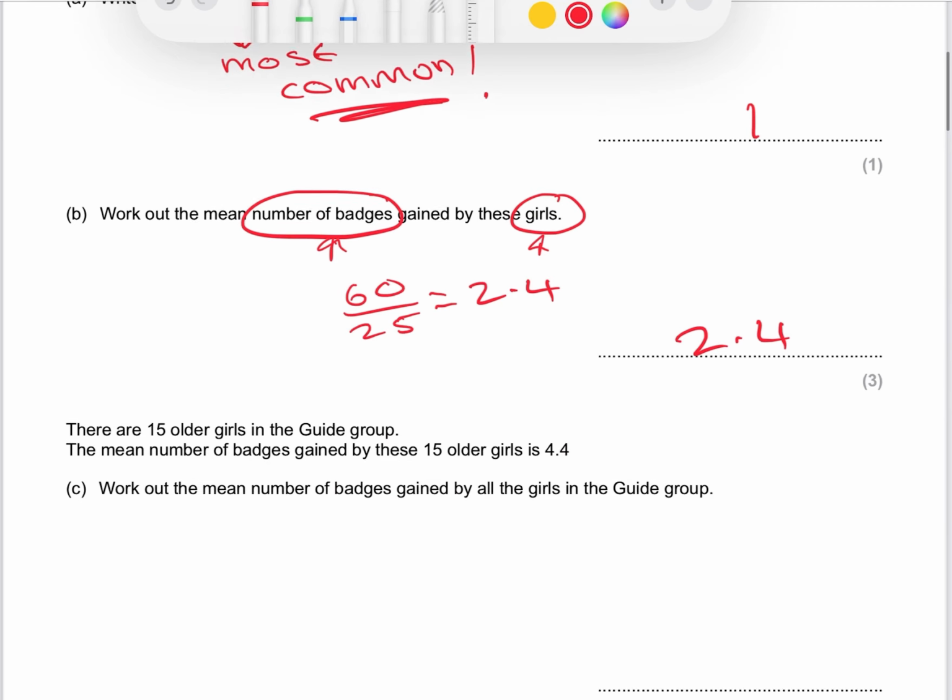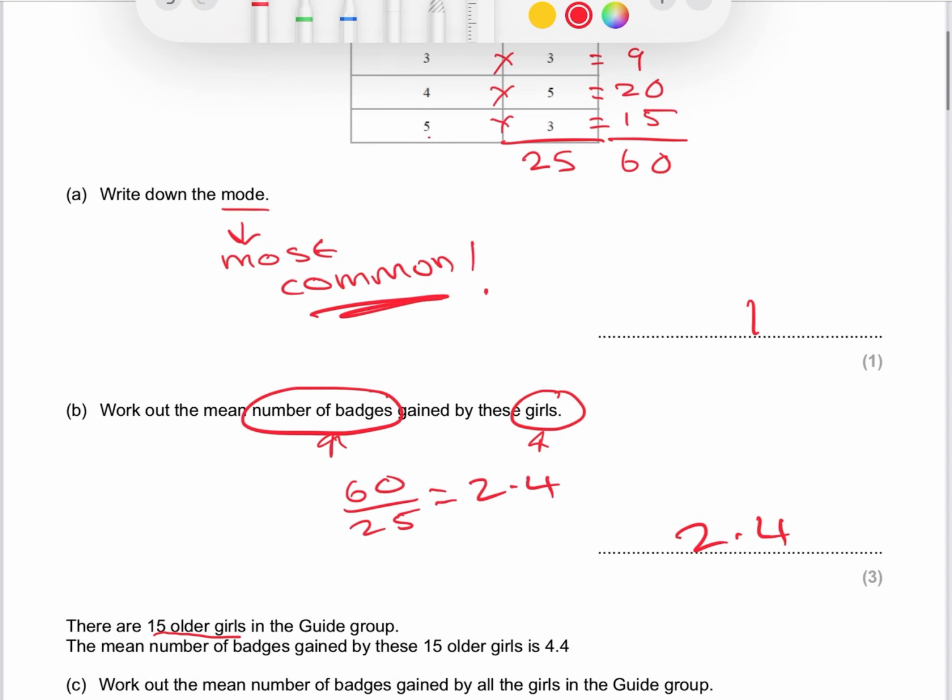Okay. Right, next question is telling me that there are 15 older girls in a group. So 15 older. We had 25 for the younger.